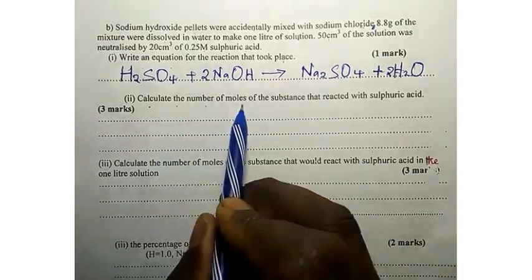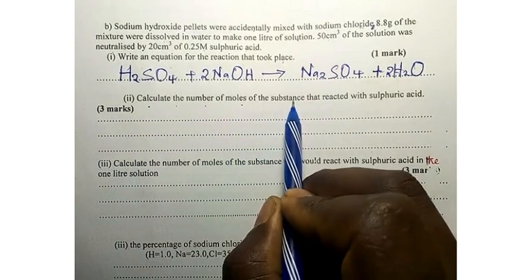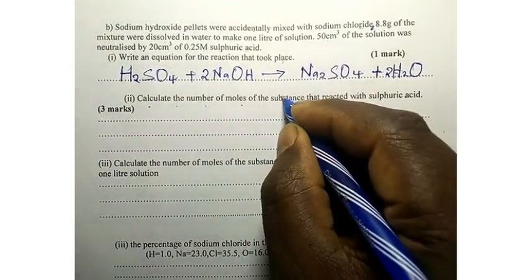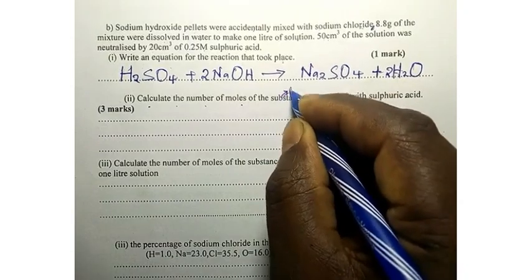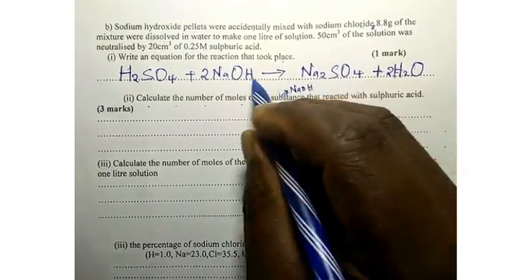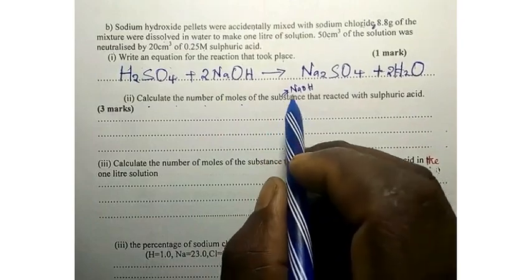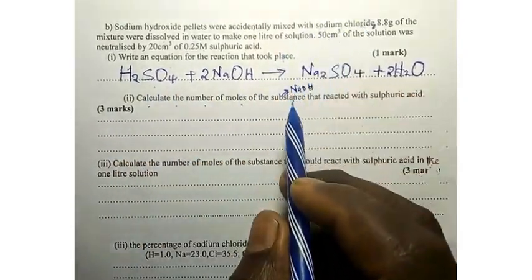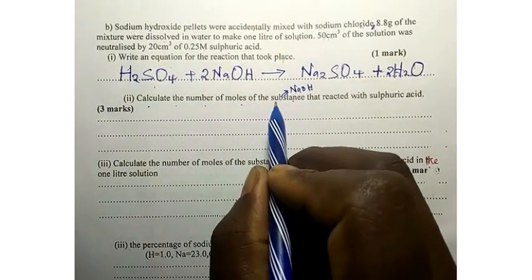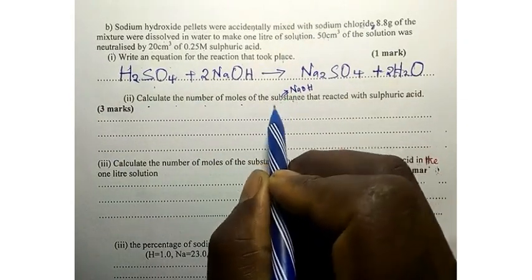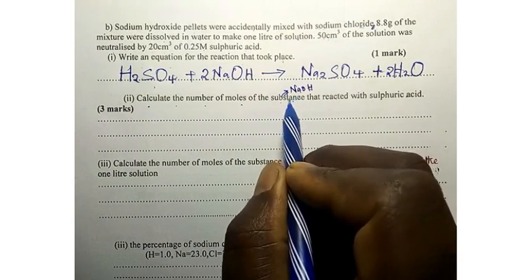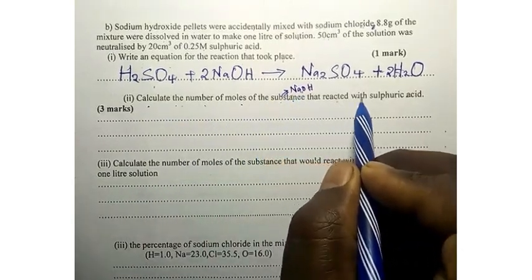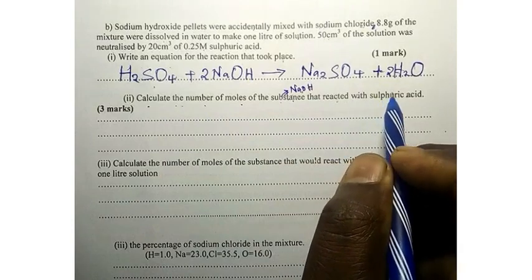Calculate the number of moles of the substance that reacted with sulfuric acid. So they are using the word substance because they are not supposed to tell you that it is sodium hydroxide that reacted with sulfuric acid. You should know that a base will react with the acid and not the salt. Sodium chloride is a salt. However, that is why they are calling it a substance. So we know now the substance is sodium hydroxide. So we want the number of moles of sodium hydroxide that reacted with sulfuric acid.